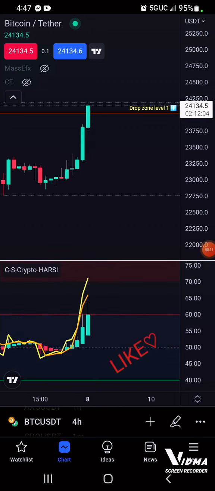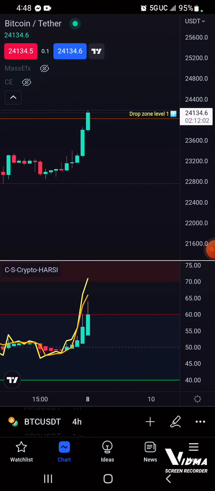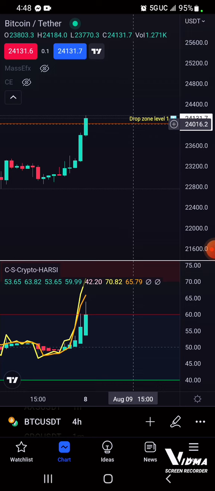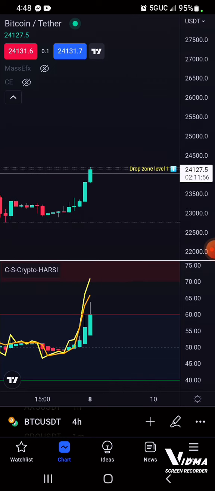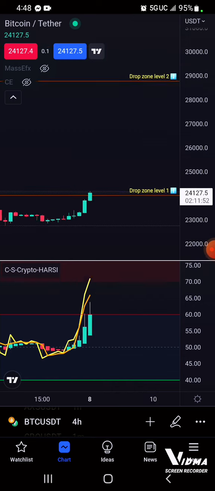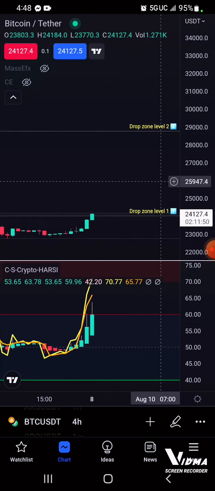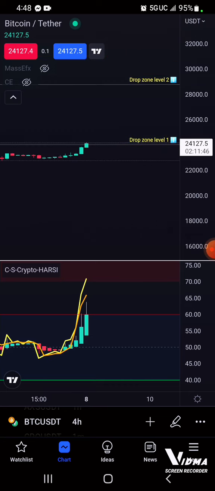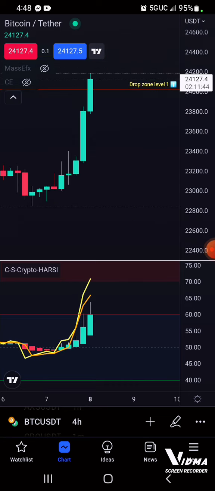I want to show you what's happening with Bitcoin right now. We are entering into a drop zone level 1, which will carry us to drop zone level 2. You can see it on the screen, and eventually carry us to drop zone level 3. All right, I'll tell you about those in just a second, but this is really to cover some basics very quickly.